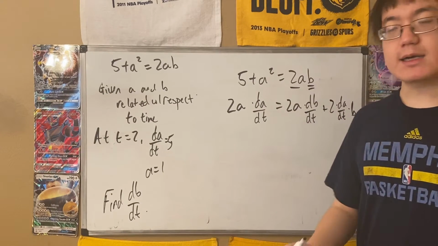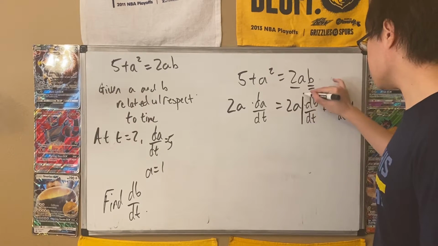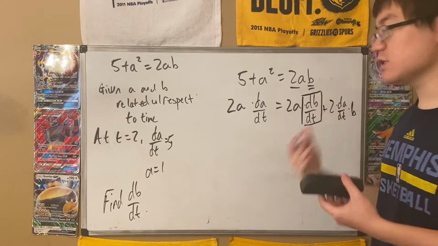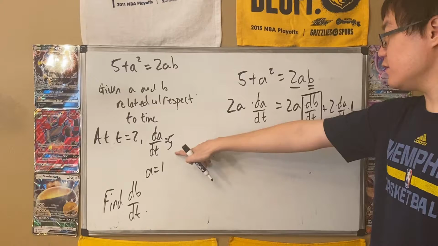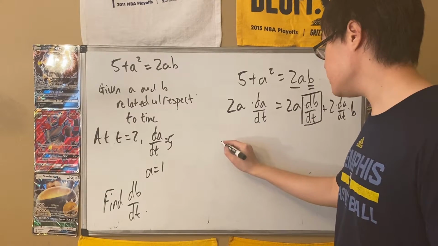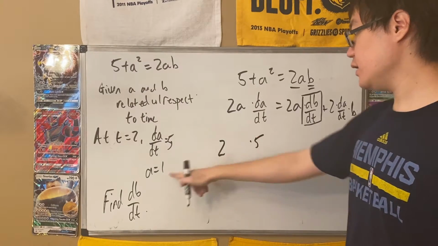So I like to box the one I'm trying to solve for. It looks like I'm trying to solve for dB/dt. So I'm going to box that one. And then I'm going to start plugging in stuff. It looks like I have dA/dt, which is 5. That's lovely. That goes over here. A is given as well.